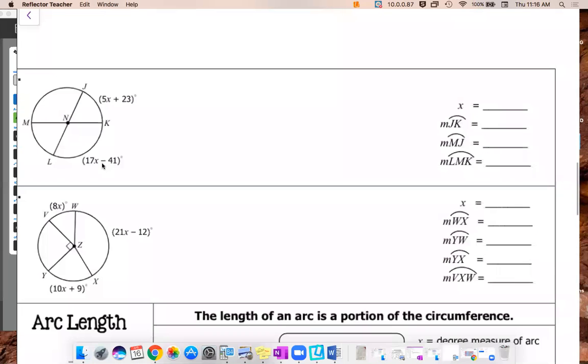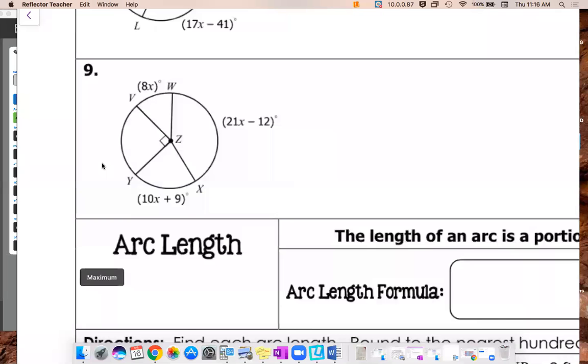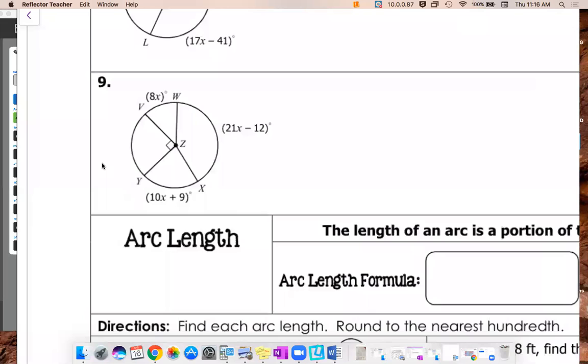Let's maybe do one more of these. Let's do number 9. So let's see the relationship that they have going on here. We have this arc is 8x. We have this arc is 21x minus 12. We have this arc is this, and then they do give us that this one is 90 degrees, so this is going to be a 90-degree arc.